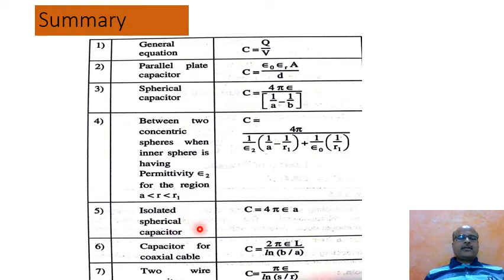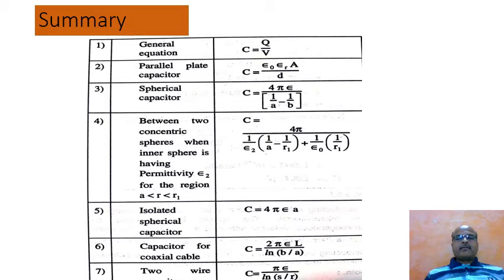Then next, for an isolated spherical capacitor, C is equal to 4 pi epsilon A. The capacitance for a coaxial cable is given by C is equal to 2 pi epsilon L upon ln B by A. For a coaxial cable or cylindrical capacitor, they will ask either. In our derivation we have mentioned cylindrical capacitor, but they can ask for coaxial cable, the same expression applies. Then for two wire line, C is equal to pi epsilon upon ln S by R.